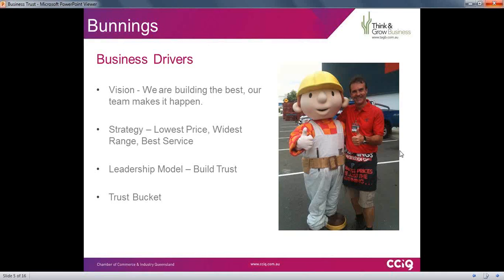They empower the teams and the individuals. And it's very, very simple and it's very clear. The team that I led at Rocklea was one of the highlights of my career, and the outcome that we had was the result of many things. But to me, it was the visible sign of what the vision is. The vision of Bunnings is we are building the best. Our team makes it happen.